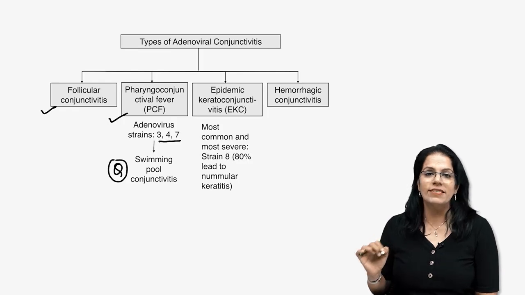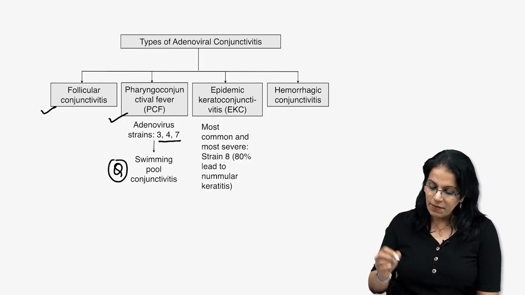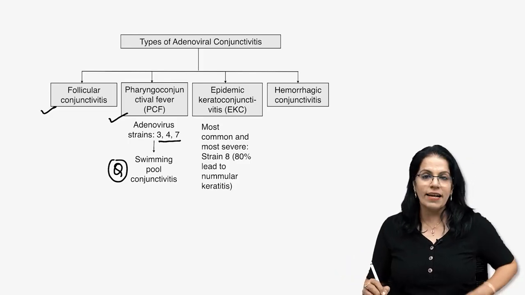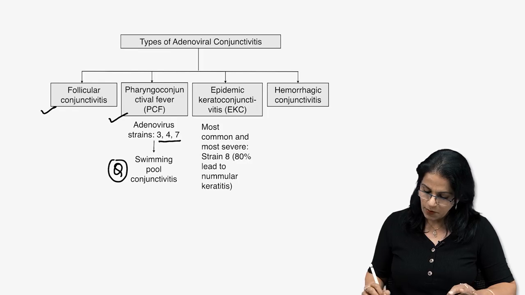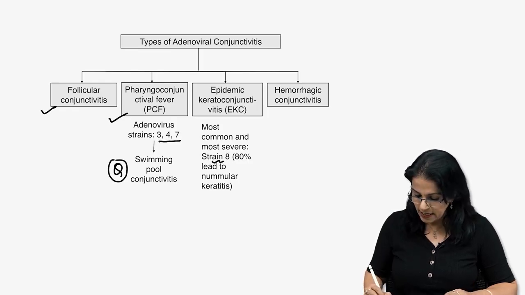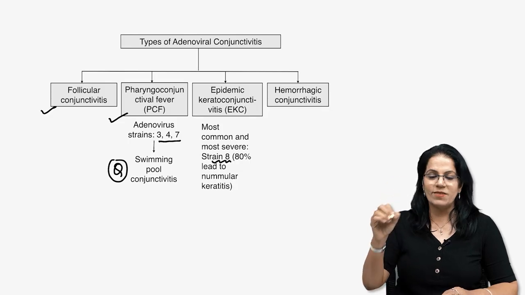That is pharyngoconjunctival fever. This is the term used for swimming pool conjunctivitis. Okay, 3, 4 and 7. The second one is epidemic keratoconjunctivitis. This is most commonly by strain 8, and this is the twisted one. Just like 8, it is more severe.